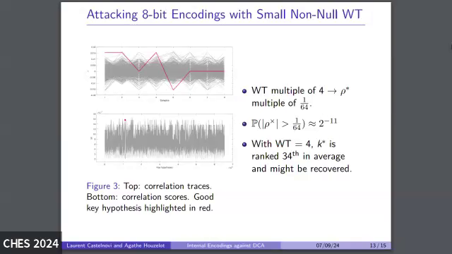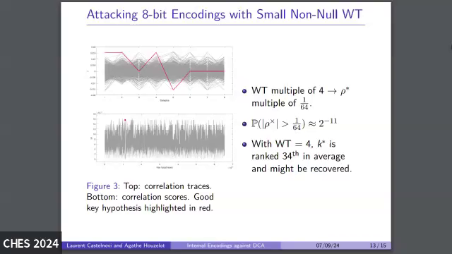And when you try to understand what happened, you realize that if you select 8-bit encodings, you will always have Walsh transforms that are multiples of 4. And this will lead to a correlation score for the good key hypothesis that is always a multiple of 1/64. So in fact, if your encoding has a maximum Walsh transform of 4, then the correlation score for the good key hypothesis will be exactly 1/64. If you have a maximum Walsh transform of 8, then the correlation score will be 2/64, and so on.